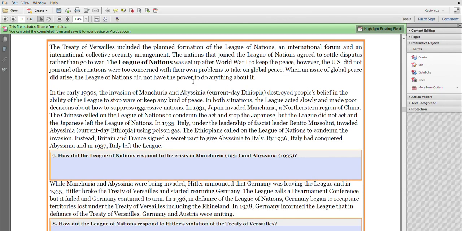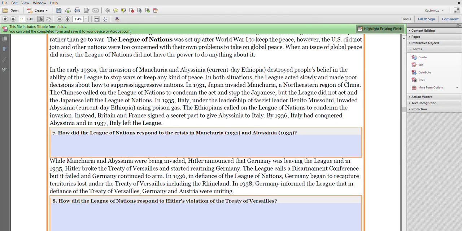The Treaty of Versailles included the planned formation of the League of Nations, an international collective security arrangement. The nations that joined the League of Nations agreed to settle disputes rather than go to war. The League of Nations was set up after World War I to keep peace. However, the U.S. did not join, and other nations were too concerned with their own problems to take on global peace. When an issue of global peace did arise, the League of Nations did not have the power to do anything about it.